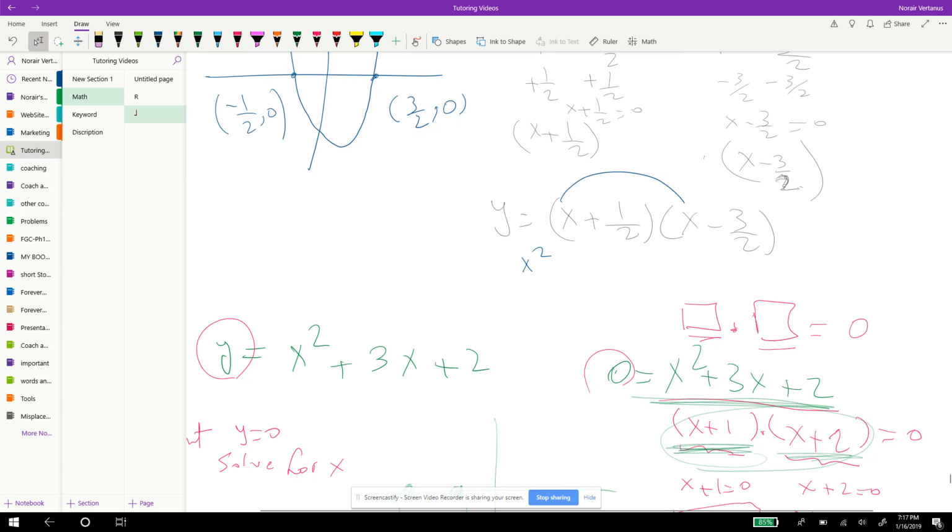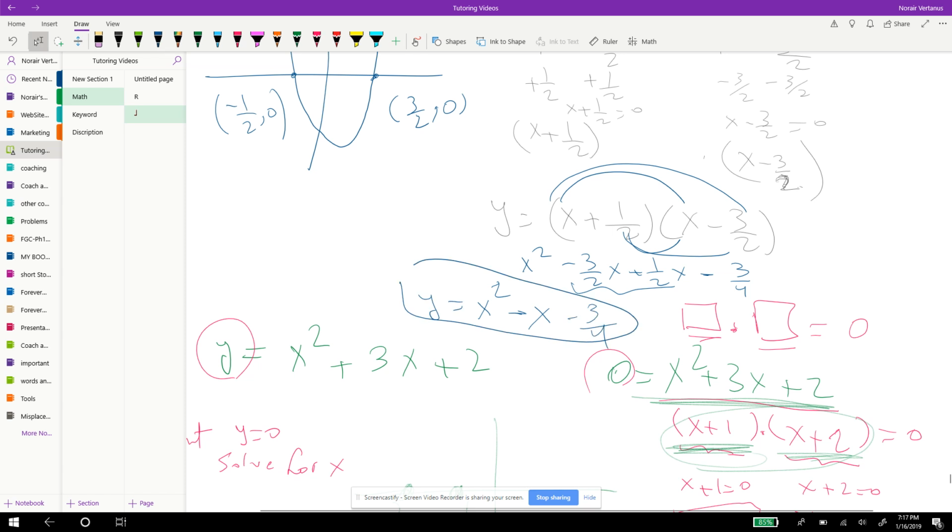It's going to be x squared. This times this, -3/2x. This times this, plus 1/2x. And this times this, -3/4, right? These two can add together. It's going to be x squared minus 2 over 2x, which is the same as negative 1x, which is negative x, minus 3/4. And that's y equal to this.